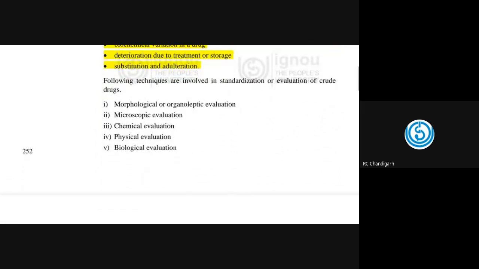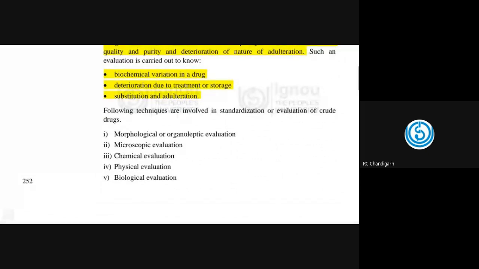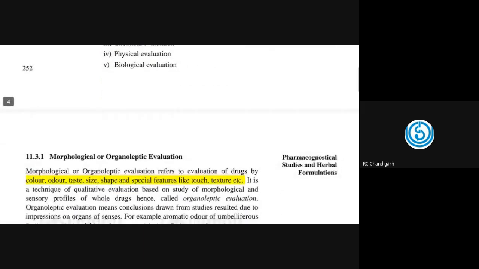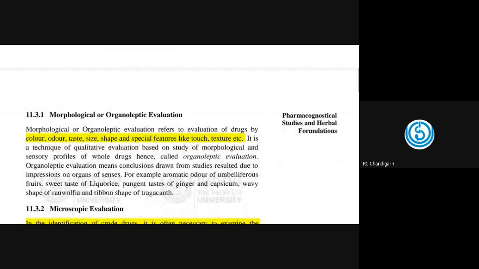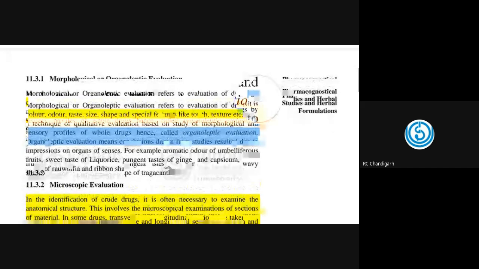Some of the following techniques are involved in standardization or evaluation of crude drugs: morphological or organoleptic evaluation, microscopic evaluation, chemical evaluation, physical evaluation, or biological evaluation. Now, morphological or organoleptic evaluation. The drugs can be evaluated by their color, odor, taste, size, shape, and special features like touch and texture, etc. That will be the morphological or organoleptic evaluation.